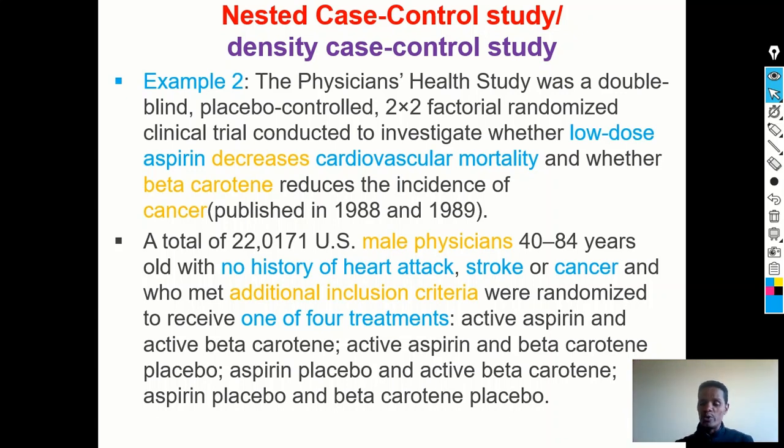What I want to show you here is that, based on a well-defined cohort in an experimental study, it is also possible to do a nested case control study design. That is the issue I want to tell you about now.